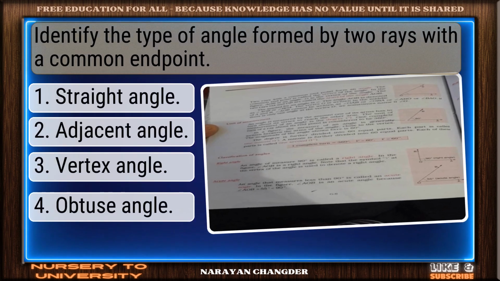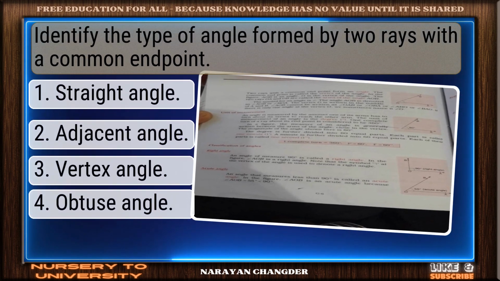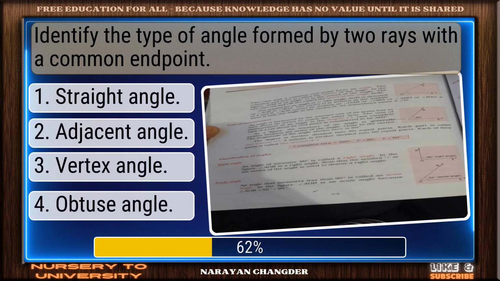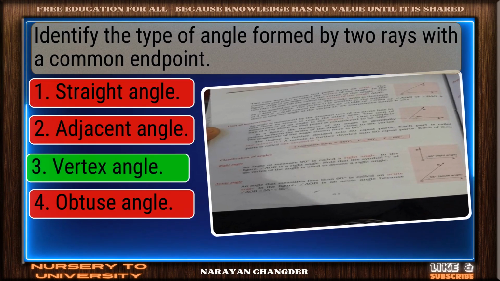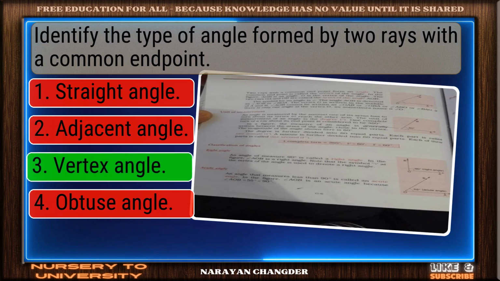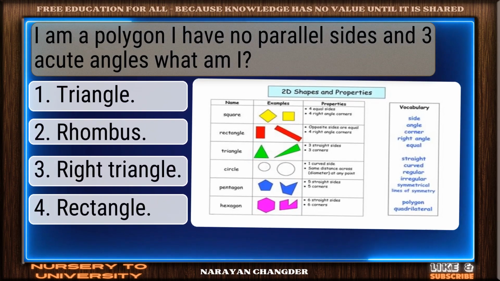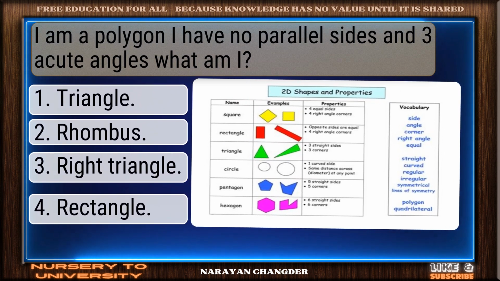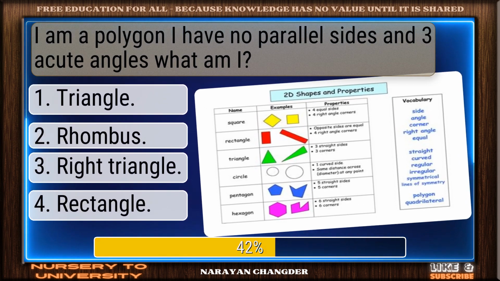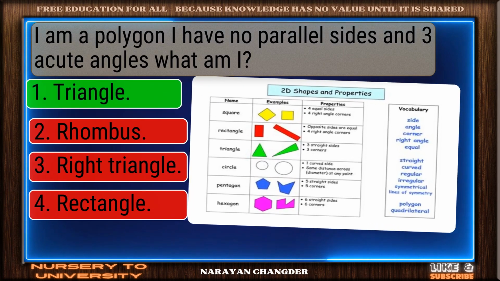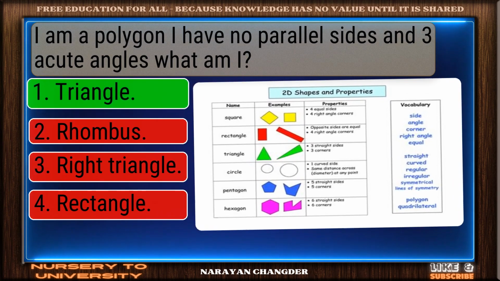Question number 97. Identify the type of angle formed by two rays with a common endpoint. Solid response. Vertex angle is a valid choice. Question number 98. I am a polygon. I have no parallel sides and 3 acute angles. What am I? Right choice. Triangle is the best answer.